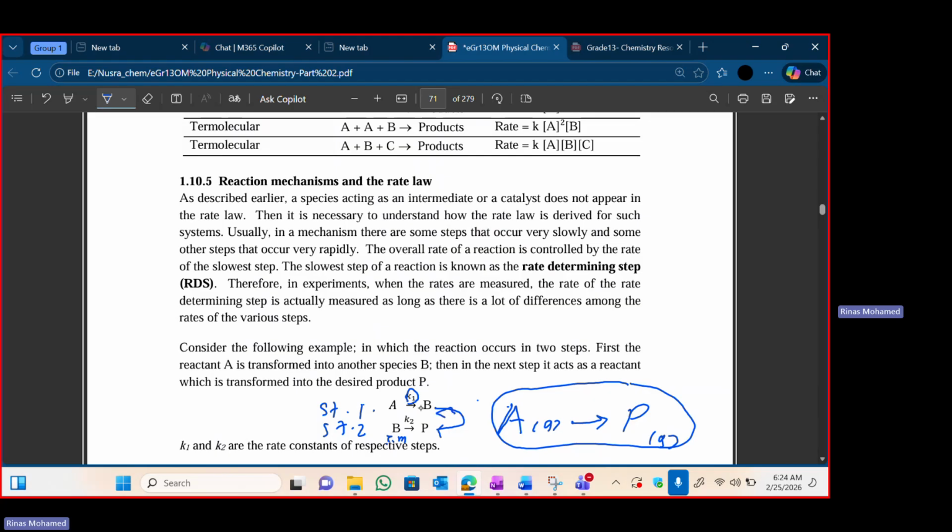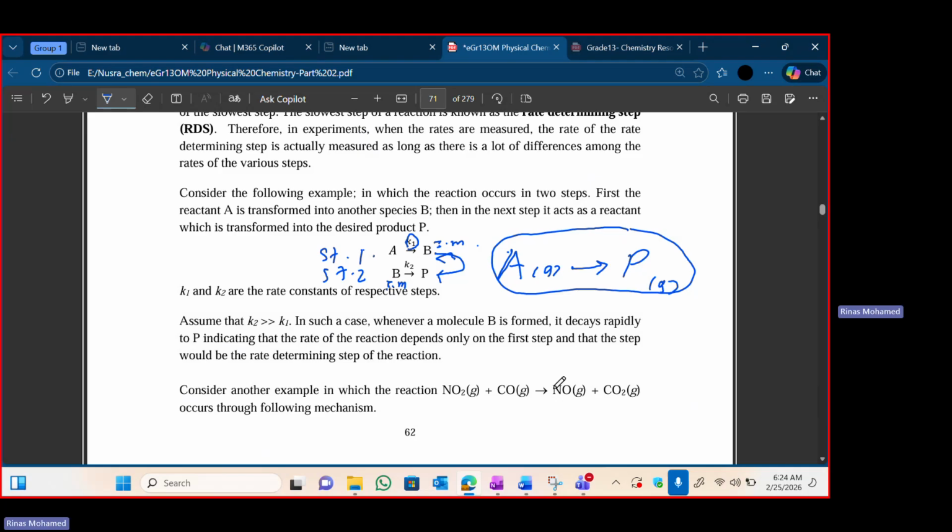Then in the first step, A is converted into B, which is an intermediate. We did not add that one earlier, but it came in the middle of the reaction. So that's an intermediate, and again, it's really unstable. Then B is converted into P, right? If the reaction has two steps like this, one of these steps may be a faster step, and it may include a slower step, right?